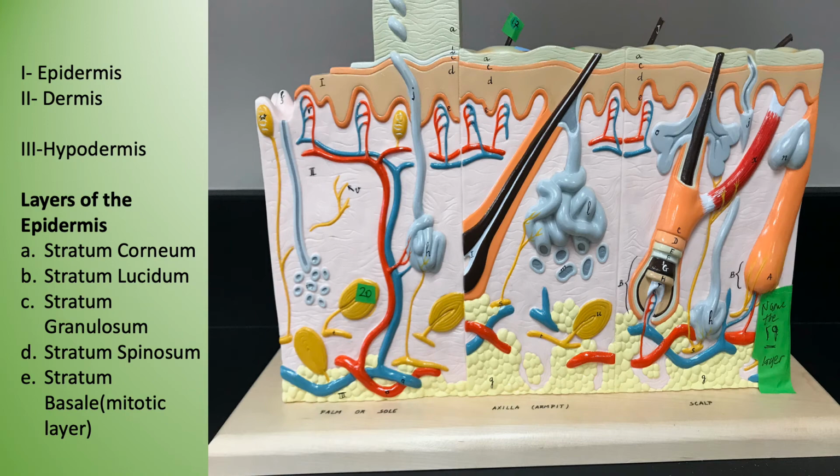In this model, Roman number 1 shows epidermis, Roman number 2 shows dermis, 3 hypodermis. And the layers of the epidermis are labeled with lowercase a, stratum corneum, which is the superficial layer, stratum lucidum labeled with the b, stratum granulosum c, stratum spinosum d, and stratum basale or mitotic layer or stratum germinativum labeled with the e.